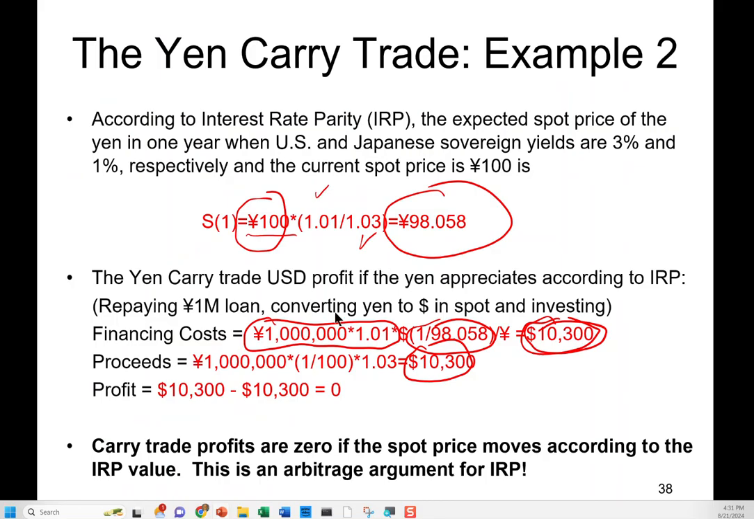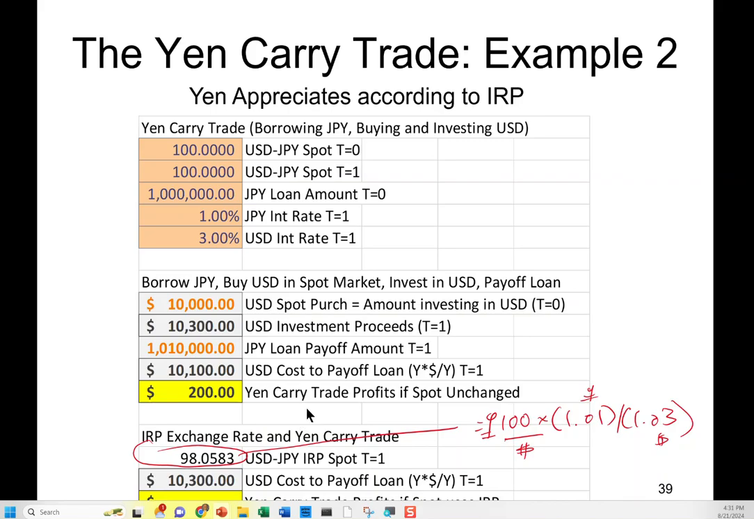So back to here. If exchange rates move according to interest rate parity, you cannot ever have profits from a carry trade, because the currency with the lowest interest rate is going to be the one that appreciates. So when you borrow that low interest rate currency, when you go to repay the loan, it's going to be at a higher exchange rate, and so it's going to offset. So that's a problem. And there's the example there with the 98.053.